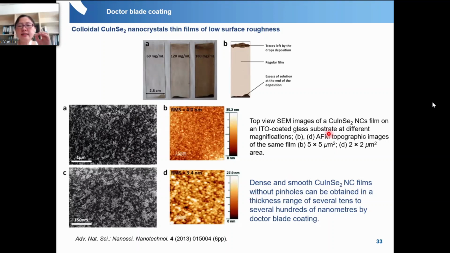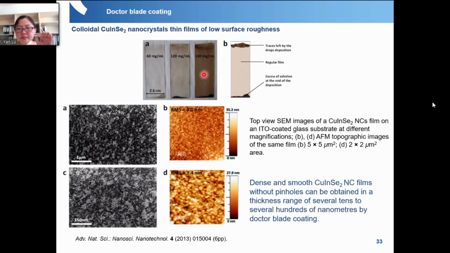So this is another example. This also uses doctor blading, but with these copper indium selenide nanocrystals. This is one of the often used films for solar cell applications. So these authors were trying to make the film on ITO-coated glass substrate. They tried different concentrations of these nanocrystal particles, and by tuning the concentration of the particles, they can also tune the thickness of these films.